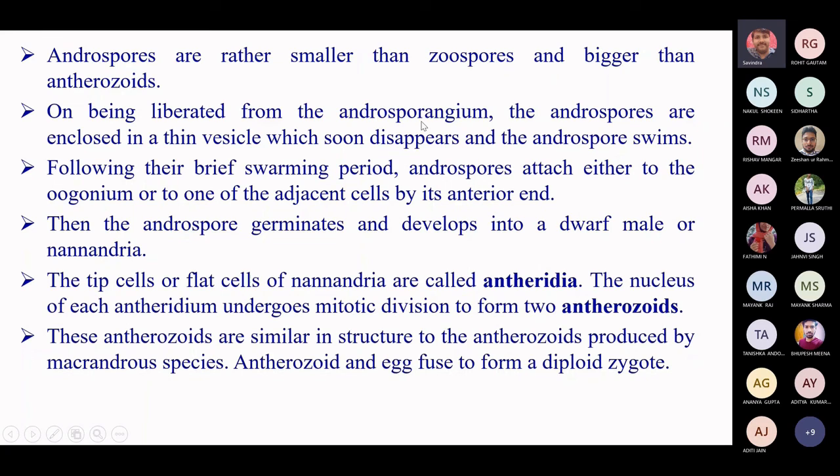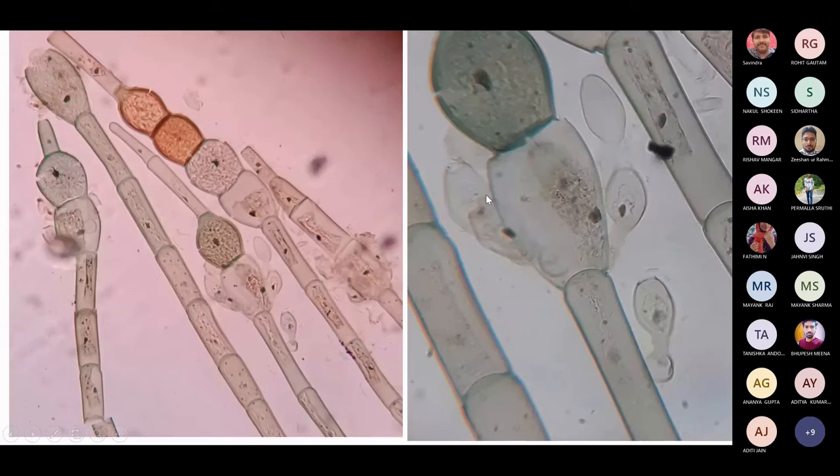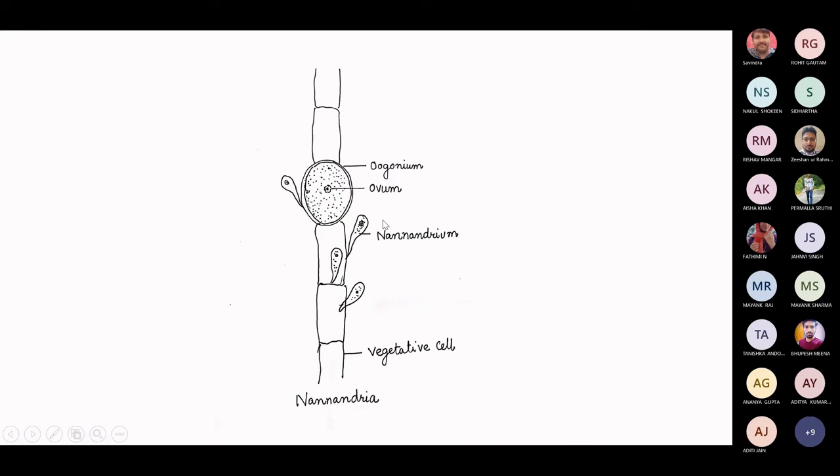You can take a screenshot of this portion as well, so that it will be easier for you. We have already discussed all these things. So this is a drawing of nannandria. Again, I'm saying it's a diagrammatic view. Whatever you are observing, you can draw that, but you can take help on how to draw it.